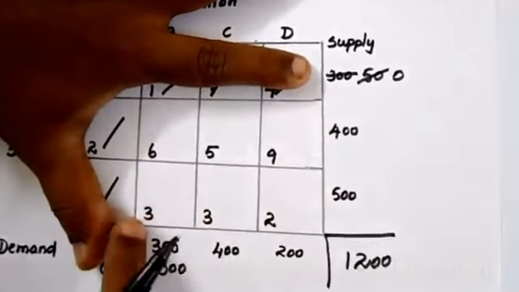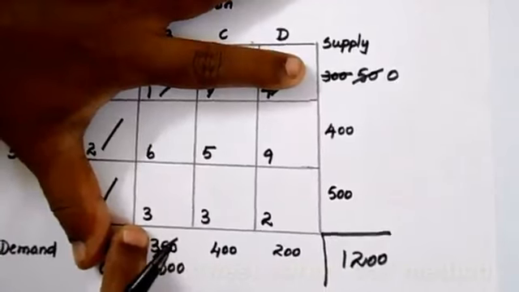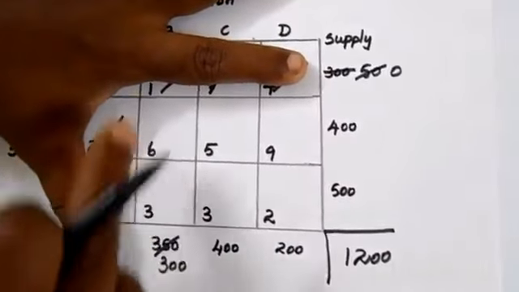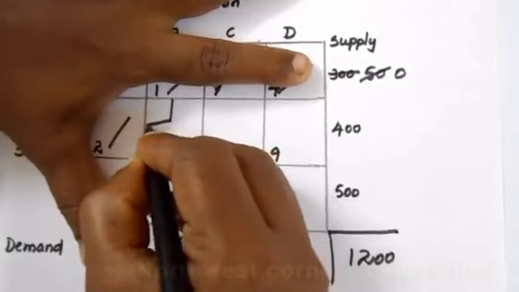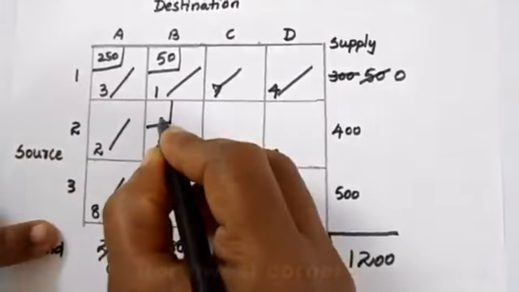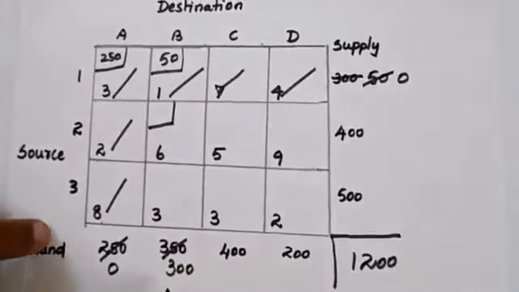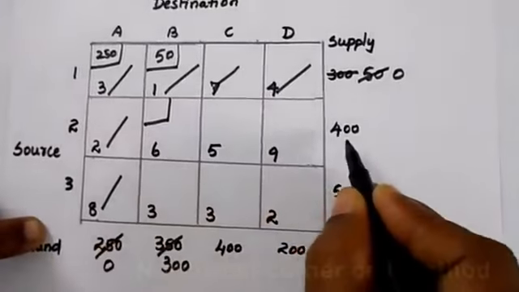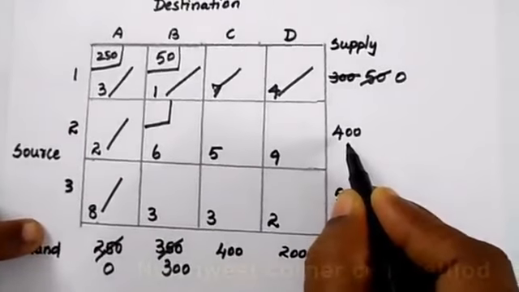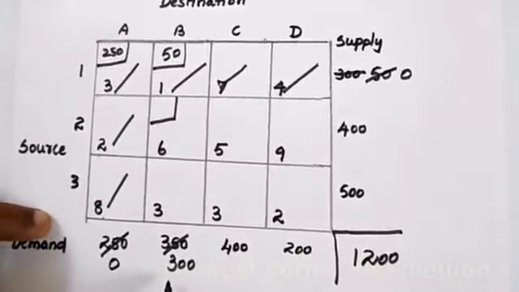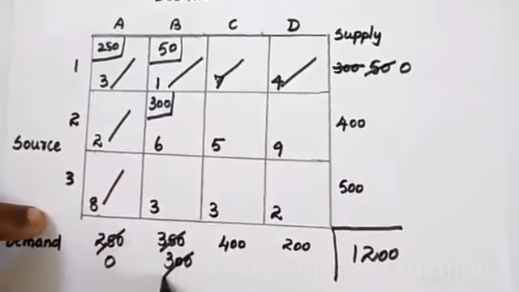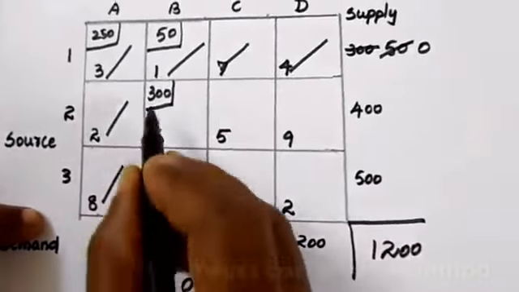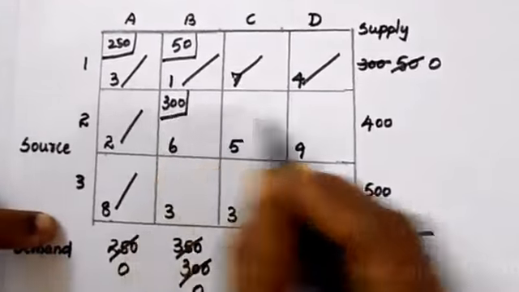Out of the unallocated cell, find the northwest corner. Which one is the northwest corner? This is the northwest corner cell. So start, allocate. For this column, 300 demand is there. For this row, 400 supply is there. Which one is less? Demand is lesser than supply. Put 300 here. Just cancel 0 because 300 is allocated.